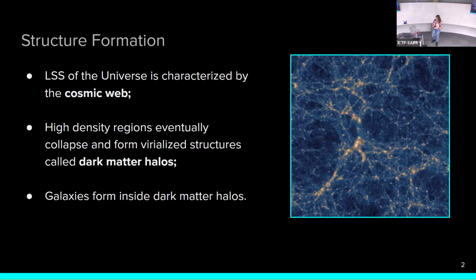Here we're talking about structure formation and large-scale structure. We start from some initial density fluctuations, which eventually evolve through gravitational interaction to form the structures that we observe today, with this cosmic web pattern.